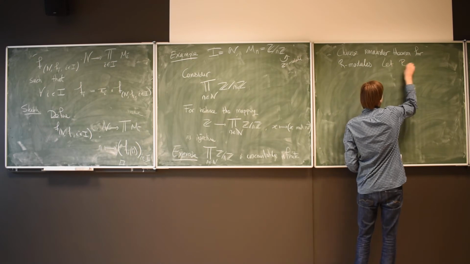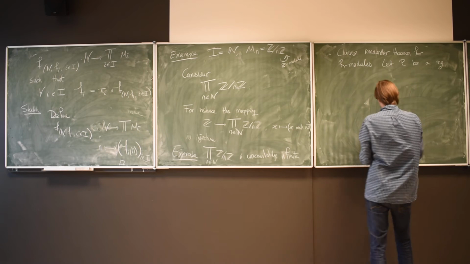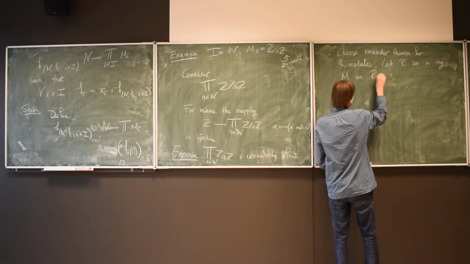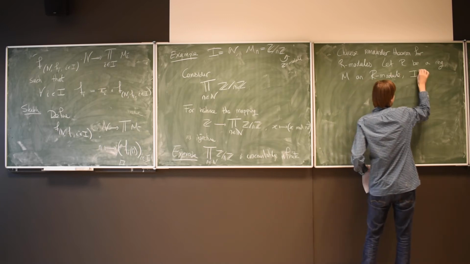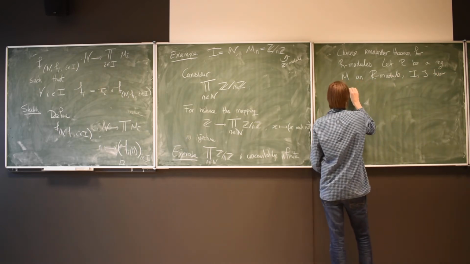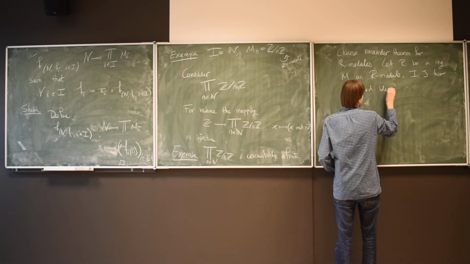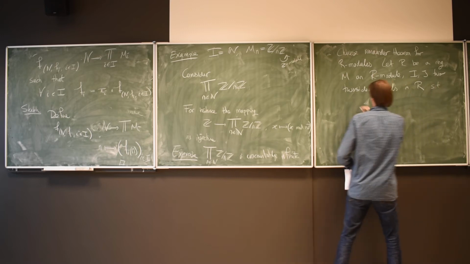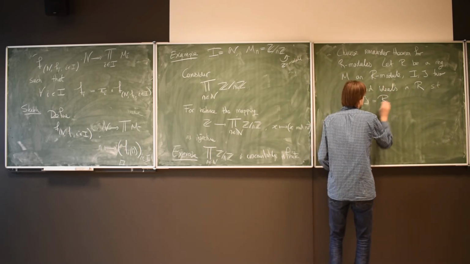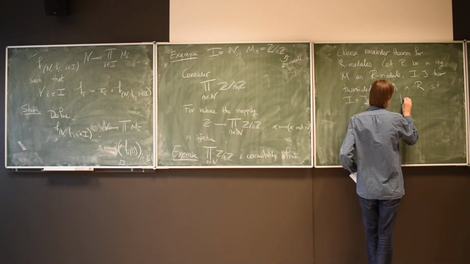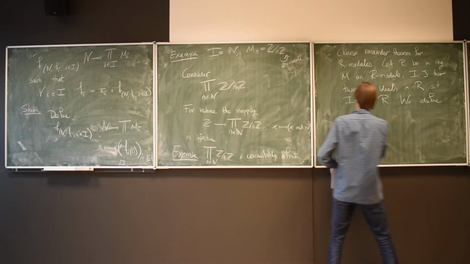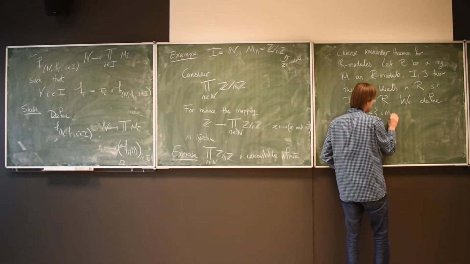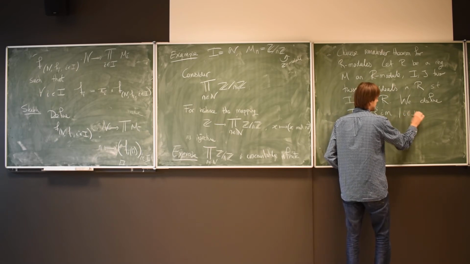So let R be a ring, and M an R-module, and I, J two-sided ideals in R such that I plus J is equal to R, so co-prime. Then you can define I times M to be the following submodule of M. So I just take the submodule generated by all products i times m, where i is in I and m is in M.